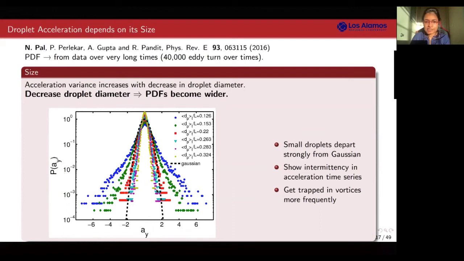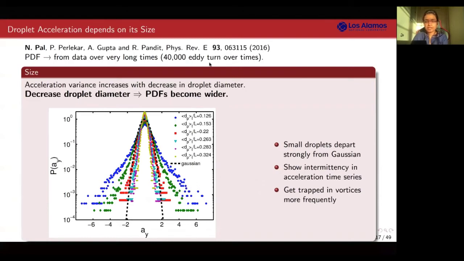So in this plot, this is a PDF of the acceleration time series of the droplet. Here the black line is a Gaussian fit. And the red, blue, and pink curves are PDFs for very big droplets, which have sizes almost about 1/3 the size of the domain. And these blue dots are the PDF for a very small droplet, about 1/10 the size of the domain. So this plot tells us that very large droplets have PDFs which are close to a Gaussian, whereas small droplets depart strongly from Gaussian nature.